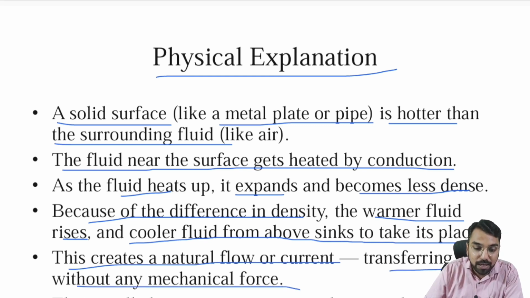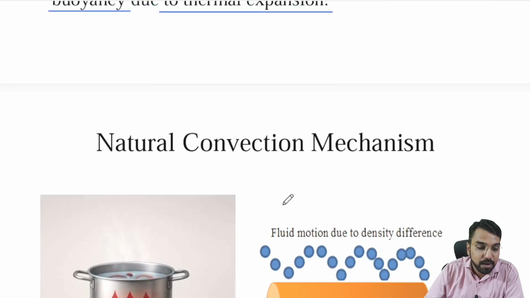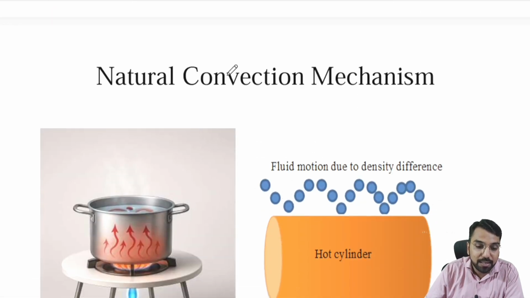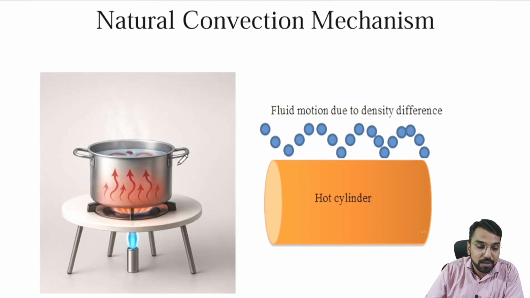This is called a convection current. All these phenomena of density difference and moving in a cycle are called a convection current, and it is entirely driven by the buoyancy due to the thermal expansion of molecules. Overall this is called natural convection heat transfer. Whatever I just explained, you can see in a figure.